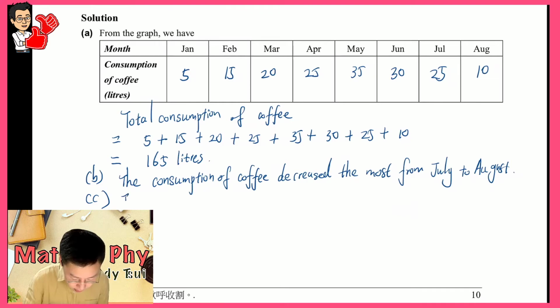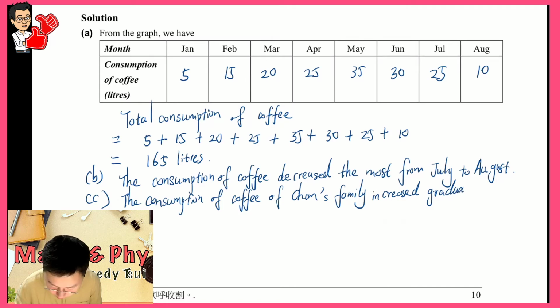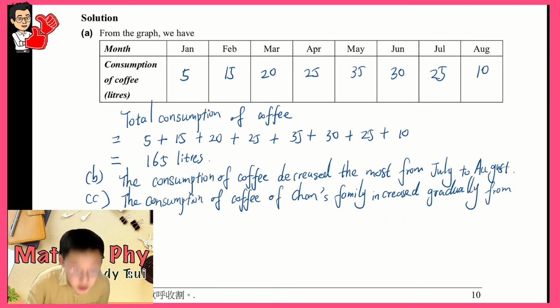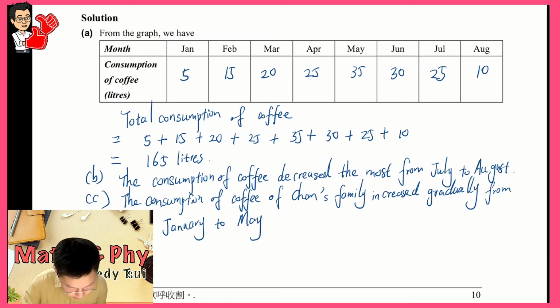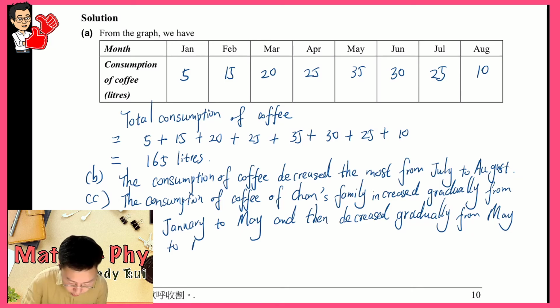So we can write down part C: the consumption of coffee of Chen's family increased gradually from January to May, and then decreased gradually from May to August.